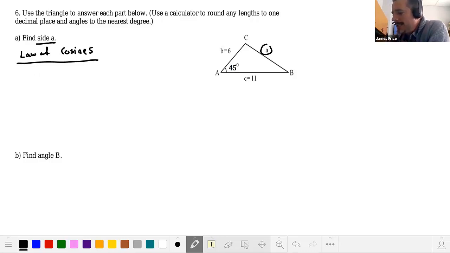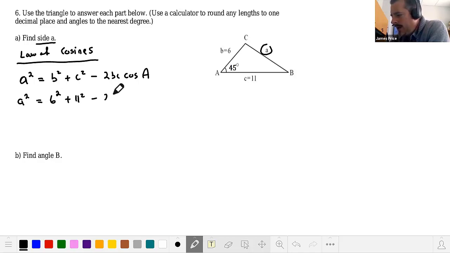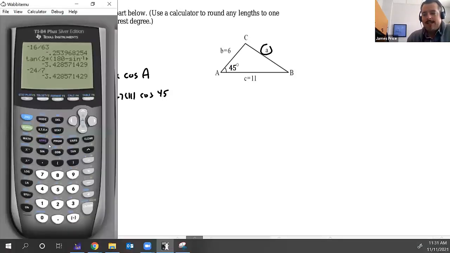So what's the law of cosines say? It says, and notice we want to find A, so we're going to use the version A squared equals B squared plus C squared minus 2BC cosine of angle A. And we just plug in. We don't know what A is, so we have A squared equals, and always write down what you're plugging in. So 6 squared plus 11 squared minus 2 times 6 times 11, and the cosine of 45. Once you write down what you're plugging in, you can use your calculator to crunch this number, but you might want to show a little bit of work.